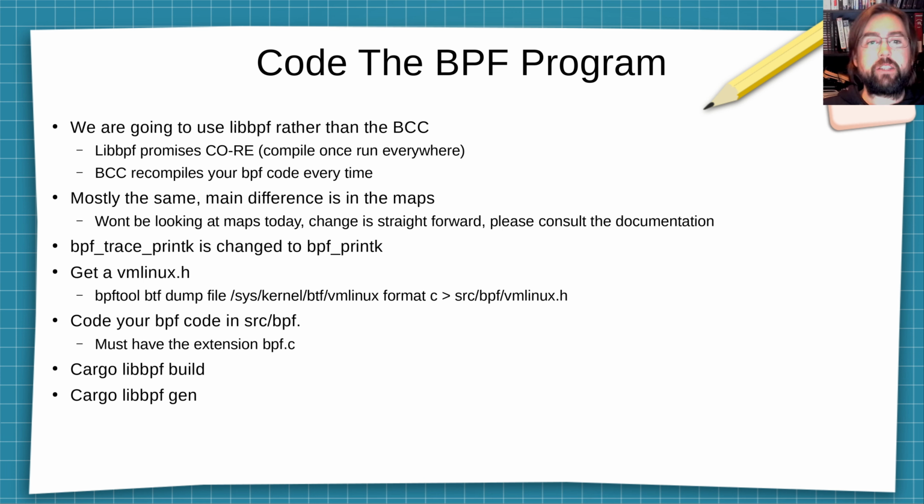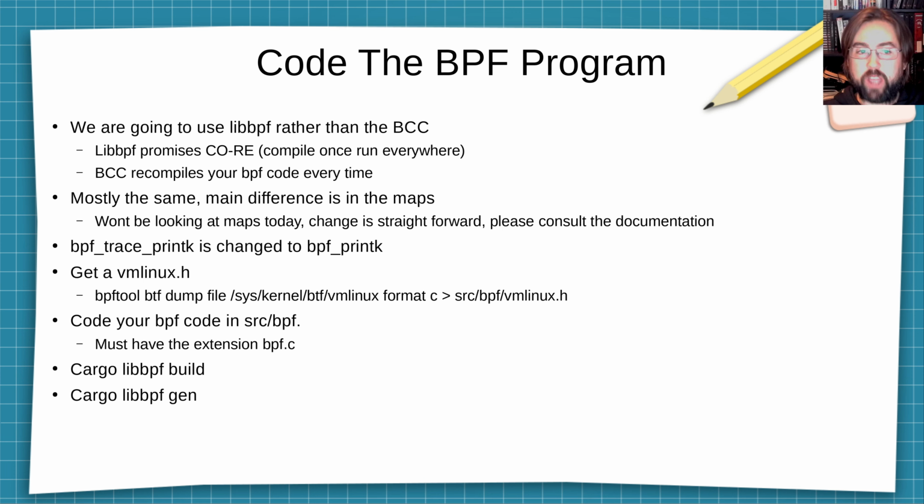So saying all this, it's mostly the same. The main difference is in how you do maps, your BPF maps. So how you exchange information between your user space and your kernel space programs. We won't be looking at maps today, but the change is pretty straightforward and it's fairly obvious from the documentation. One other important thing to note, which caught me up a little bit when I first started programming using libbpf rather than BCC, is that the printk function has changed from bpf_trace_printk to just bpf_printk.